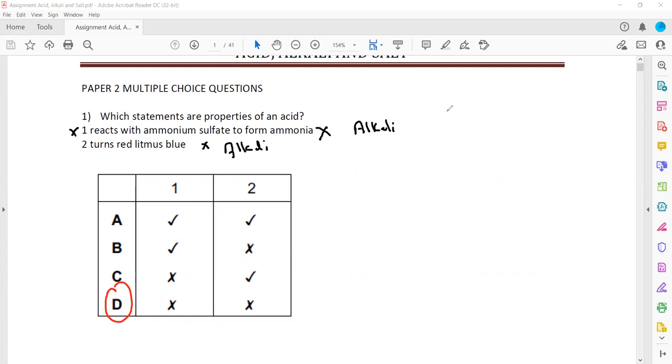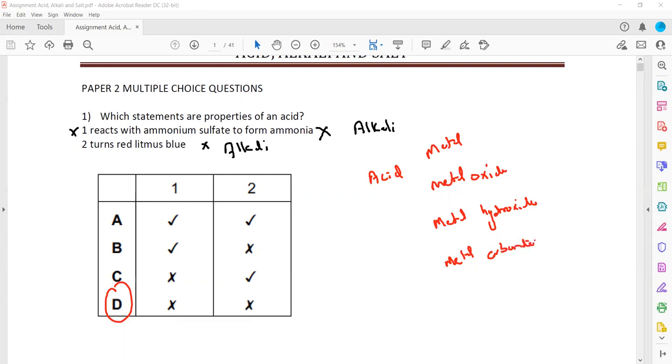Because what are the properties or characteristics of the acid? Acid can react with metal. Acid can react with metal oxide. Acid can react with metal hydroxide. And acid can react with metal carbonate. These are the reactions which we already discussed.